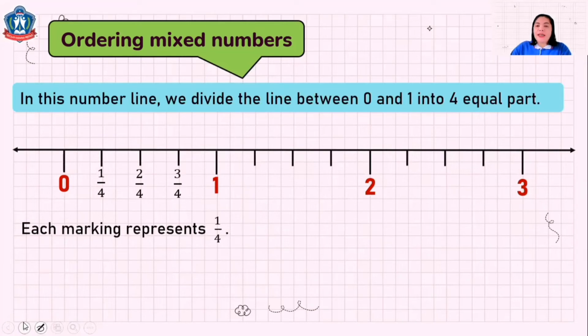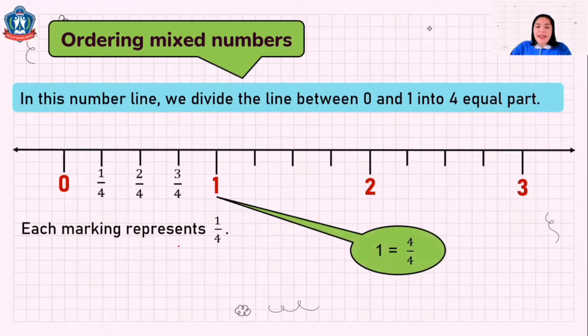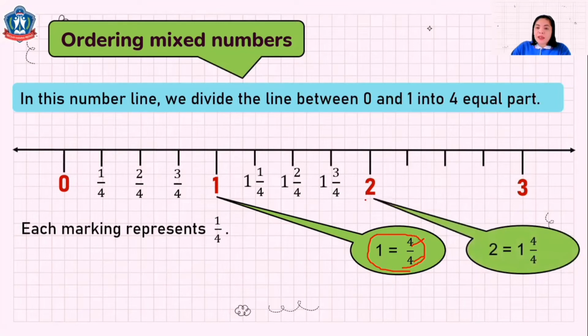After 1, if we add another 1/4, yes, before that, this 1 here is equal to 4 quarters. Remember, if the numerator and denominator are the same number, this is 1 whole. Because if we add 3/4, then another 1/4, that is 4 quarters or 1. Then after that is 1 and 1/4. Next is 1 and 2 quarters, 1 and 3 quarters, and we have 2. 2 here is equal to 1 and 4 quarters. Remember, 4 quarters is equal to 1. So 1 and 1 is 2.